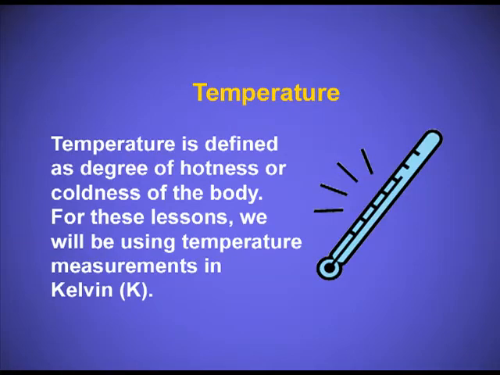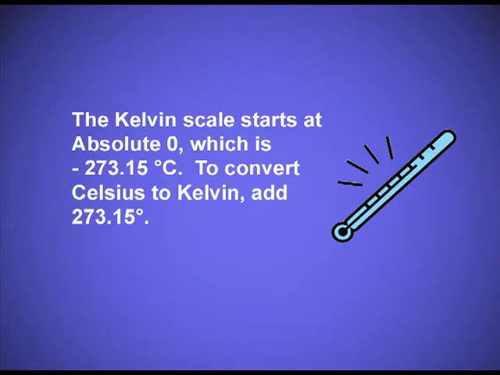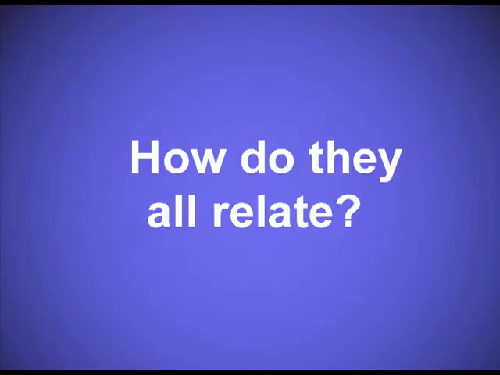Temperature. Temperature is defined as the degree of hotness or coldness of a body. For these lessons, we will be using temperature measurements in Kelvin, symbol K. The Kelvin scale starts at absolute zero, which is −273.15 degrees Celsius. To convert Celsius to Kelvin, add 273.15 degrees.